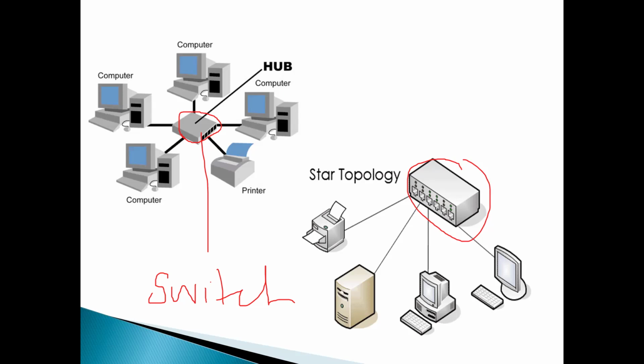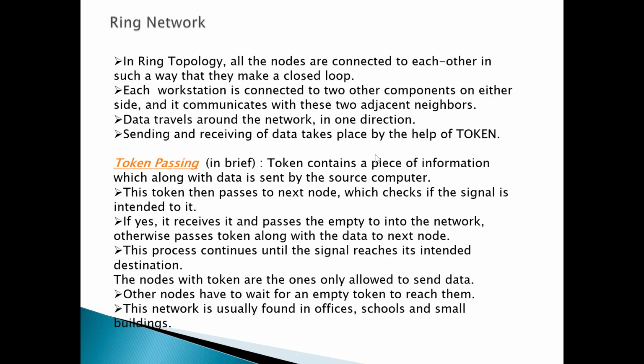You got the idea? Now, the third topology is ring topology. Ring basically is logical, not physical, and this ring exists in a switch. Ring means the first computer is connected with the last computer. In ring topology, all the nodes are connected to each other in such a way that they make a closed loop. The ring is established when the first computer is connected to the last computer.